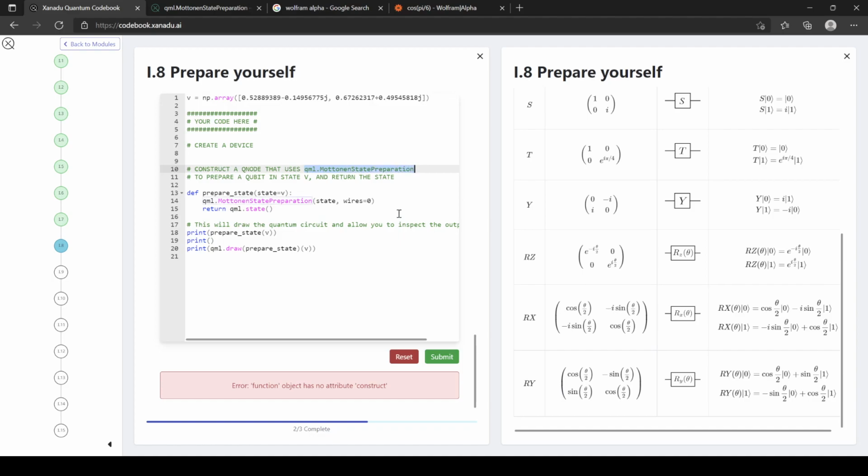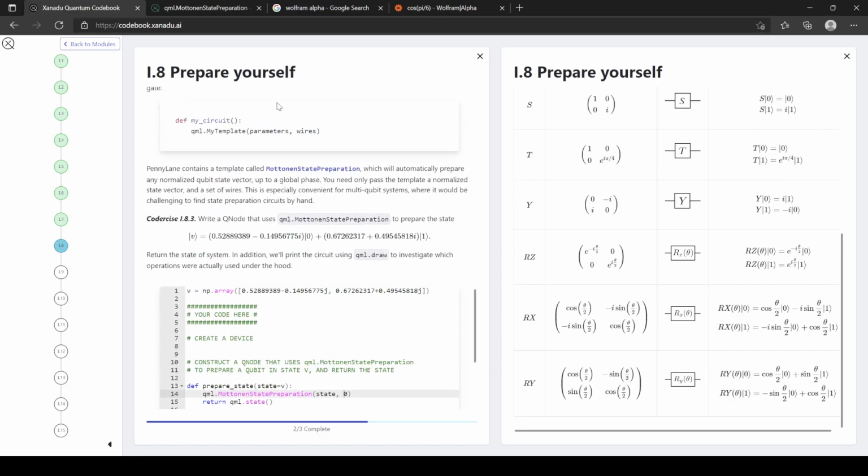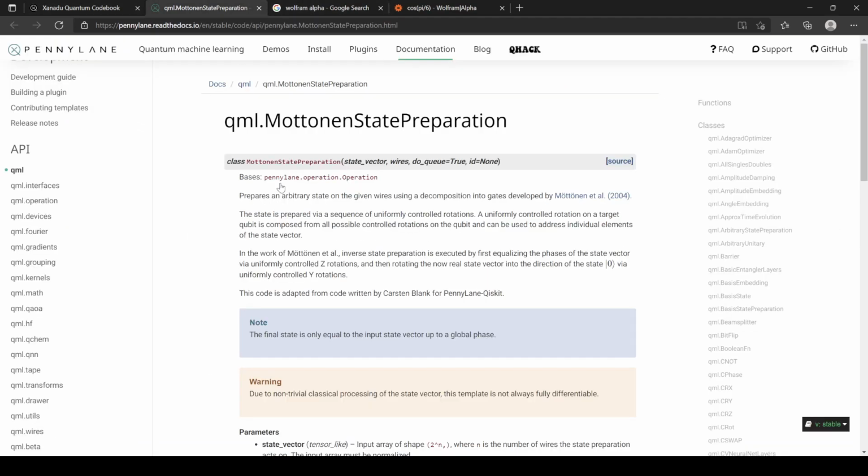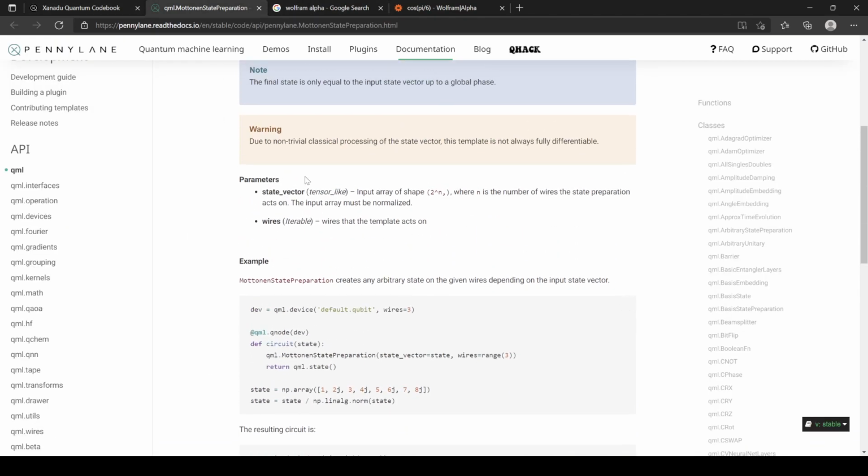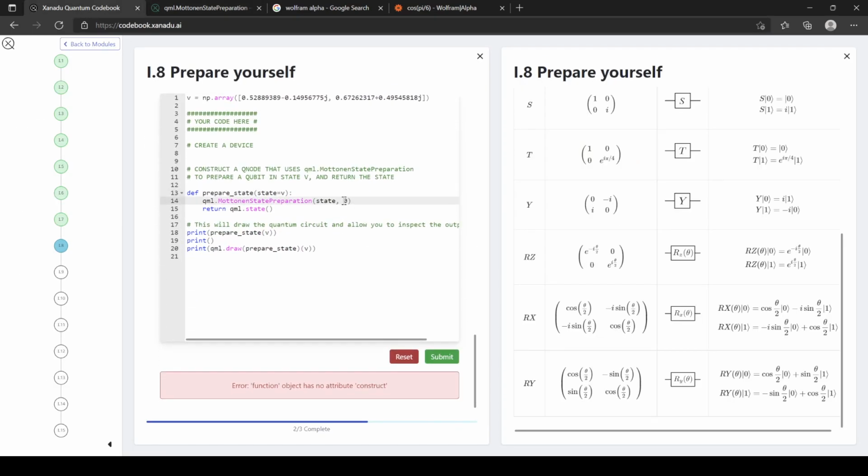Create a node that uses this state preparation to prepare a qubit in the state V and return. Do I just need to put 0 here? I don't understand why this is saying that. Let's see. Wires iterable. Okay, so it does need to be an iterable. I don't think an int is iterable.